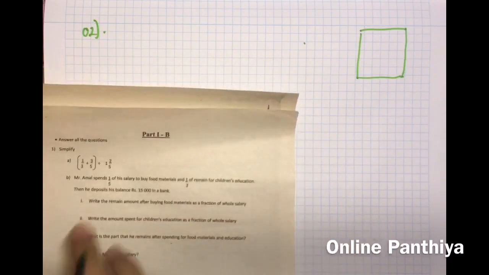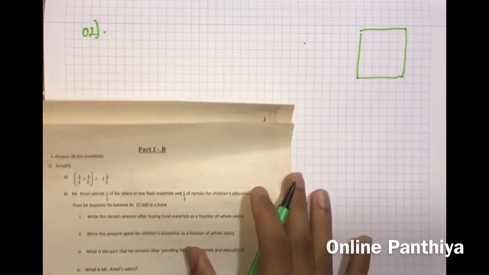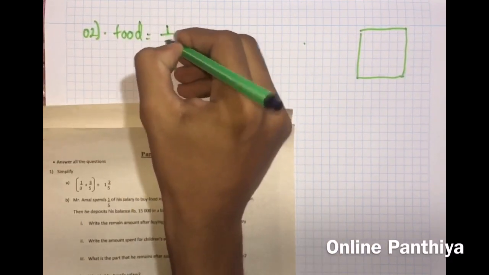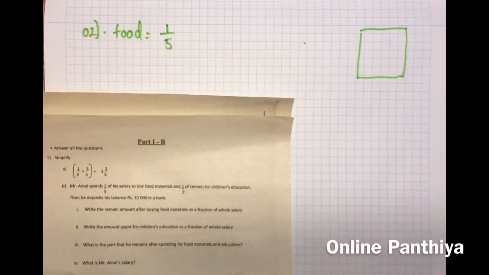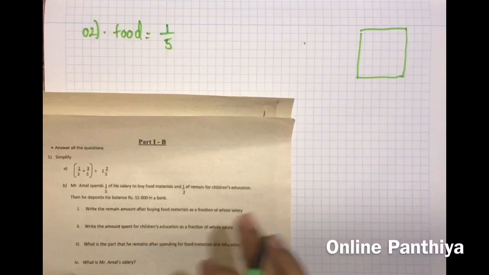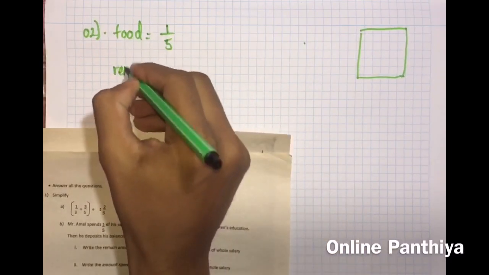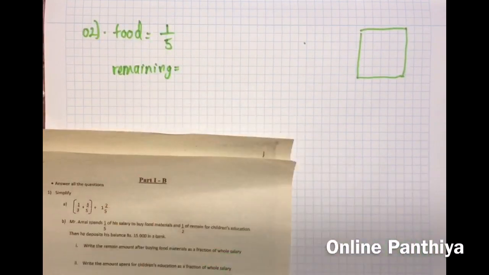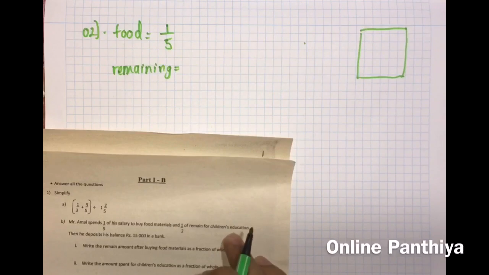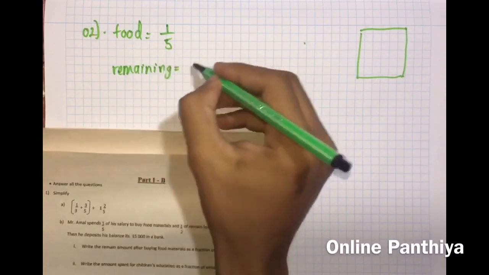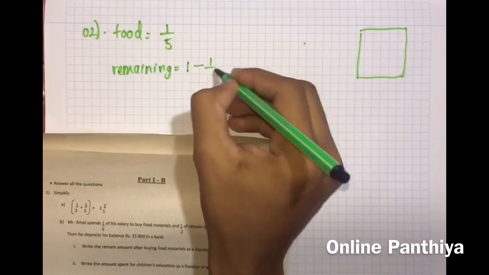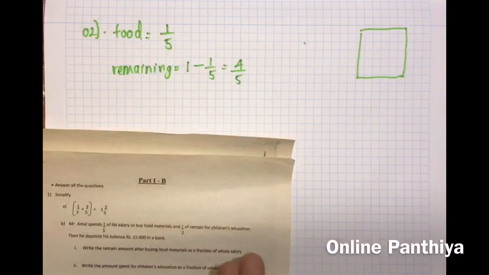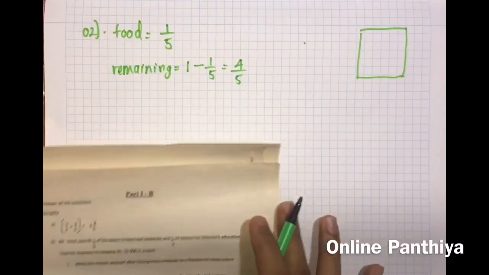So Amal is spending 1/5 of his salary to buy food materials. So for food, what is the amount? See, you have 1/5 for the food, and half of the remaining for his children's education. Now what is the remaining? Yes, you have to first find the remaining amount. Half of the remaining. Now in order to find the amount that is spent for children's education, first you have to find how much is the remainder. So you consider the total part as 1 minus 1/5, will give you how much? 4/5. Now you know the remainder, so now you can proceed in finding the amount for children's education.